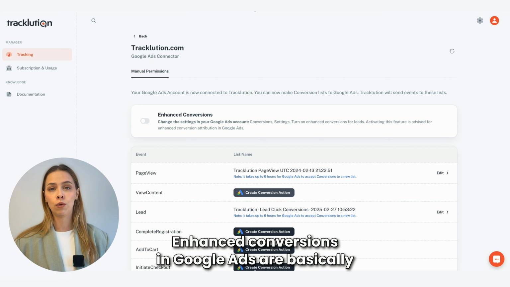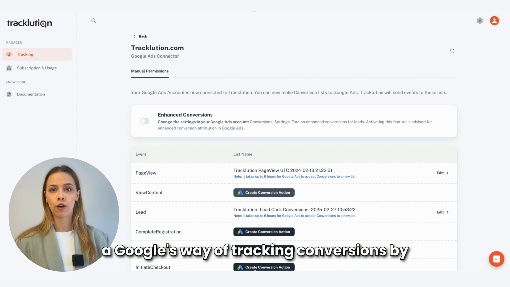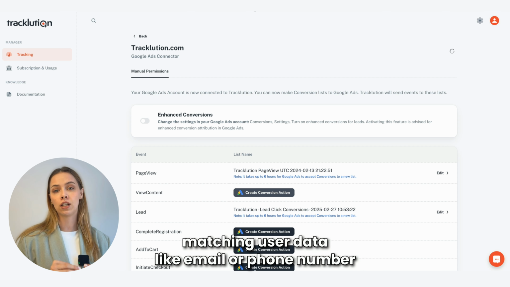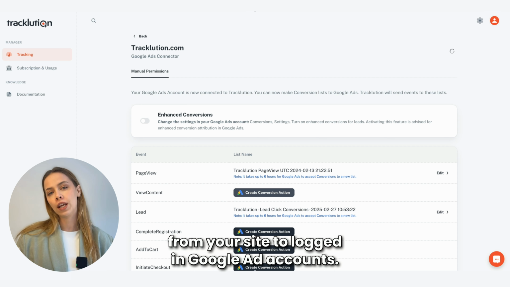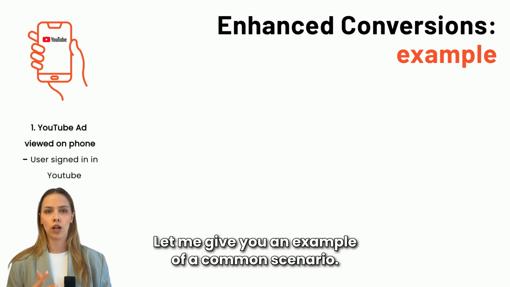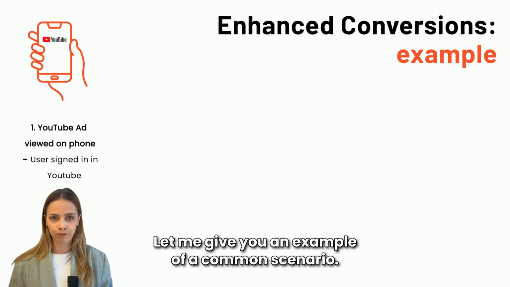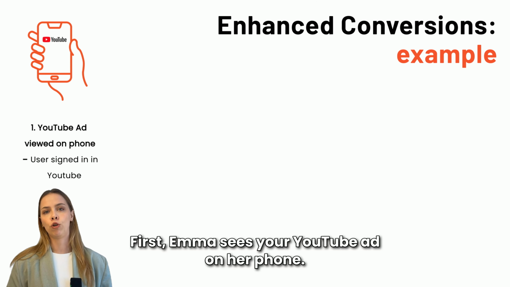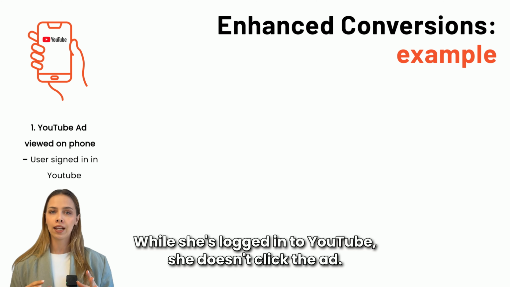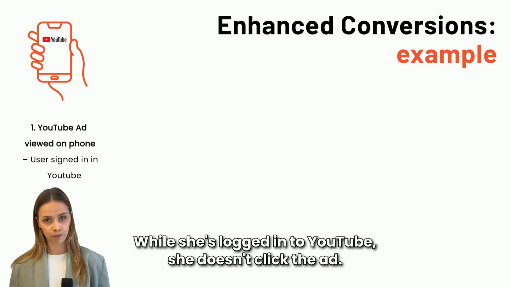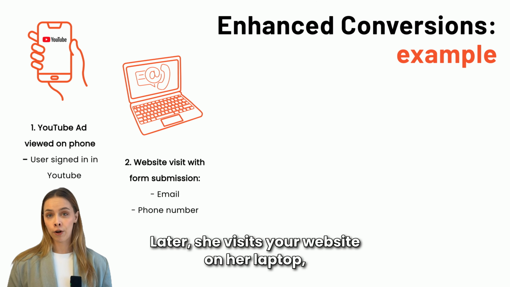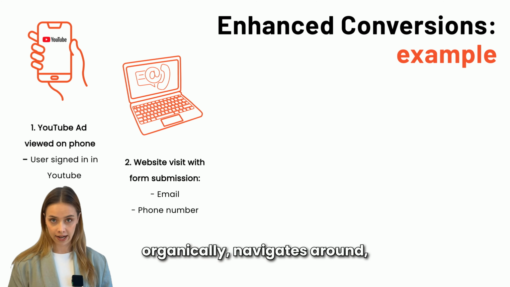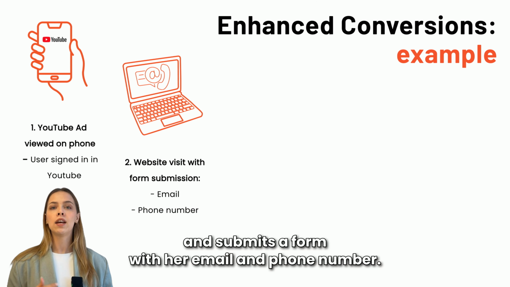Enhanced conversions in Google Ads are basically Google's way of tracking conversions by matching user data, like email or phone number, from your site to logged in Google accounts. Let me give you an example of a common scenario. First, Emma sees your YouTube ad on her phone while she's logged in to YouTube. She doesn't click the ad. Later, she visits your website on her laptop organically, navigates around and submits a form with her email and phone number.